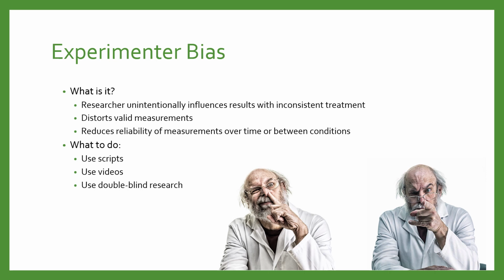So experimenter bias really does distort valid measurements, and it reduces the reliability of measurements over time or between conditions because the researcher's treatment of participants influences their responses and is not really measured or controlled for, because the difference in treatment is unintentional. So some things to do about it: use scripts so that the researcher is saying the same exact thing in each trial of the experiment, or, if you have the same form in a survey, everybody's seeing the same thing.